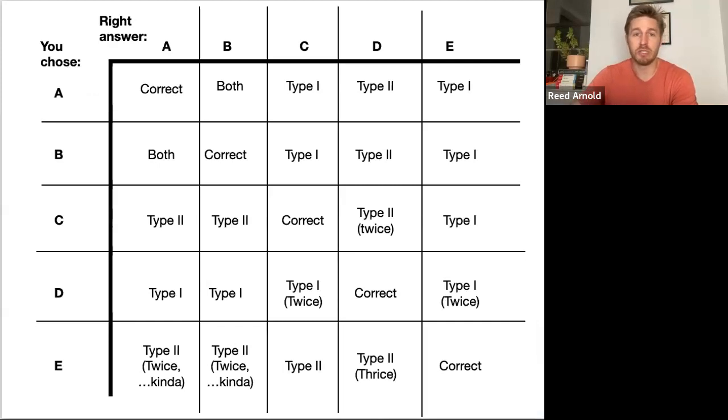If the right answer was B, what choice did you choose? I'm going to guess a lot of you, either here or in recording land, chose D, which means you made a type 1 error about statement 1. You thought it was sufficient when it actually isn't.